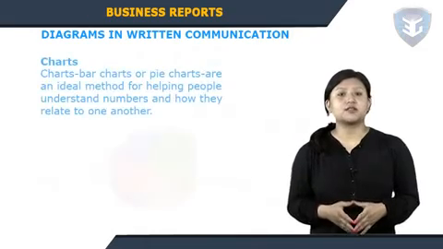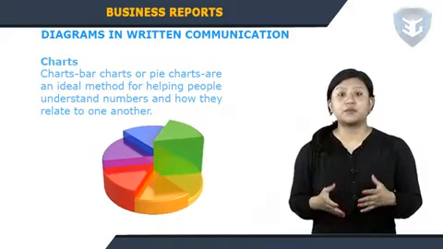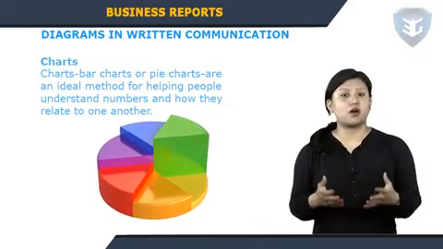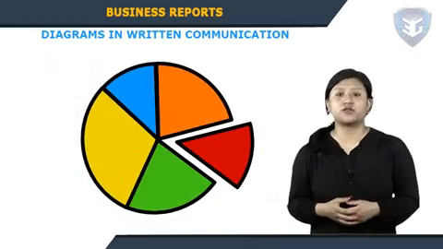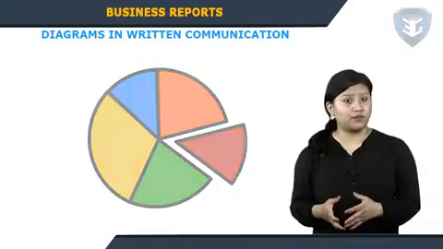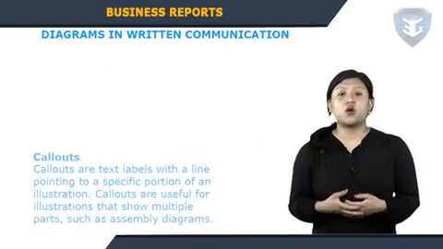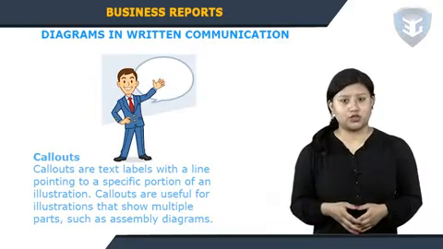Charts. Charts, bar charts, or pie charts are an ideal method for helping people understand numbers and how they relate to one another. Make sure you clearly label all portions of the chart and use color to help separate and identify important information. Callouts. Callouts are text labels with a line pointing to a specific portion of an illustration.